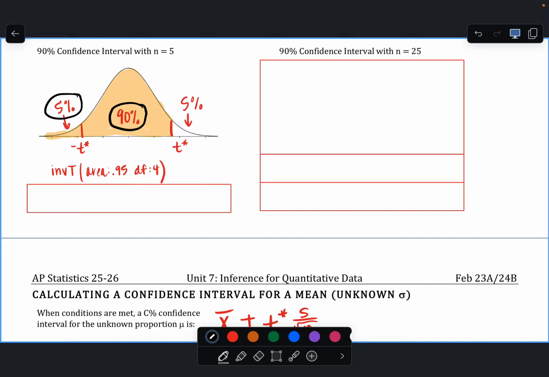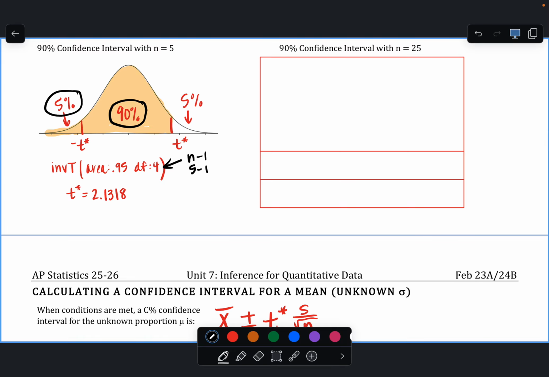You could do 0.05. You could put in a degree of freedom of 4. The degree of freedom of 4 is coming from n minus 1, which is 5 minus 1. So that's where my 4 value came from. And then I put this all into my calculator, and I get my t-star. Compared to the 90% confidence interval for a z-star, which is 1.6449, it appears to be quite different.